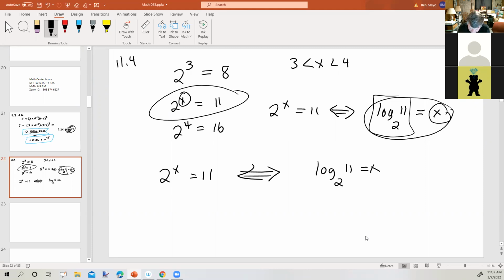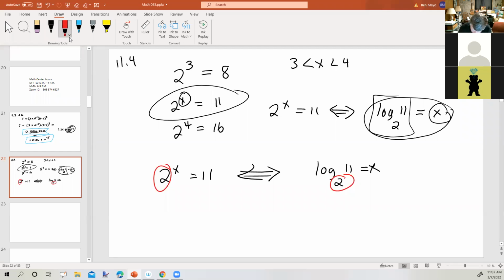2 to the x power equals 11 is equivalent to log base 2 of 11 equals x. What I want to point out is this. In this first equation, 2 to the x equals 11, the 2 is the base, where the x is the exponent. On the right side, log base 2 of 11 equals x, the way we say that, the 2 is also considered the base of that equation.